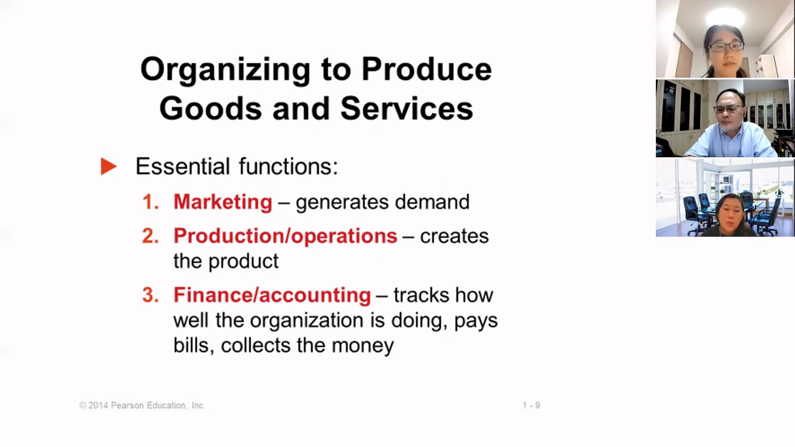Correct me if I'm wrong, Miho. Small company: marketing must have, operations must have, finance must have. So these are the essential departments or functions, and one of them is operations.